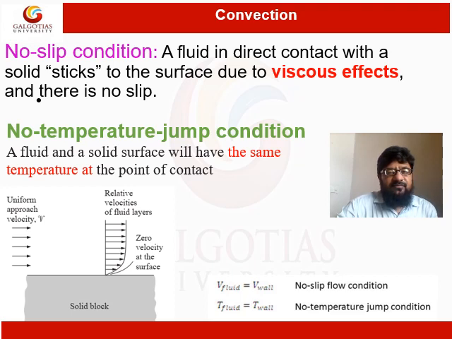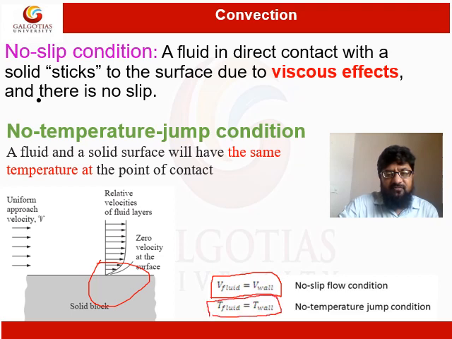Also, the fluid and solid surface should have the same temperature at the point of contact. There is no difference because of the thermal equilibrium developed at the solid fluid interface. This is known as the no temperature jump condition. So we can write that at the solid surface, the velocity of the fluid is equal to the velocity of the wall, and the temperature of the fluid is equal to the temperature of the wall.